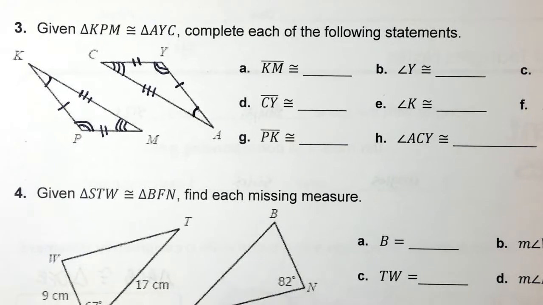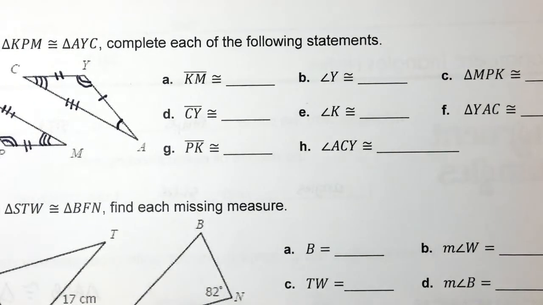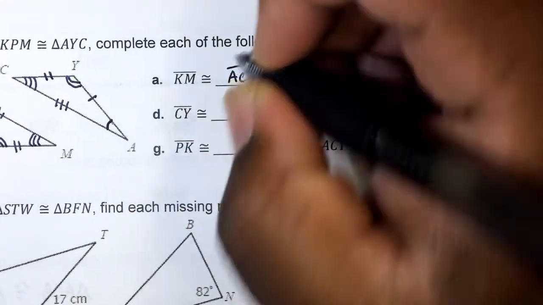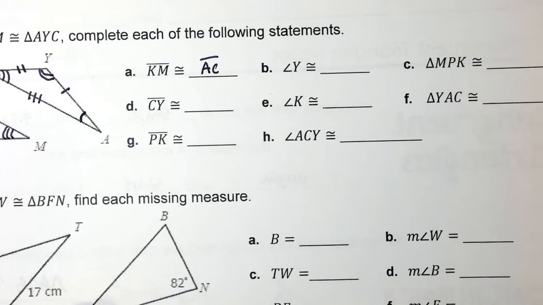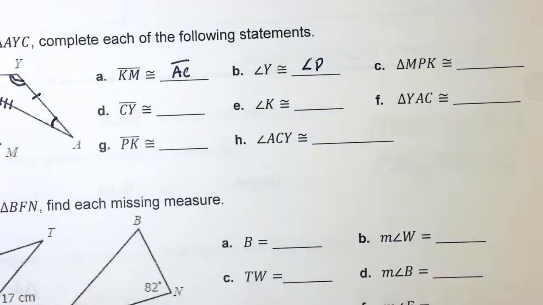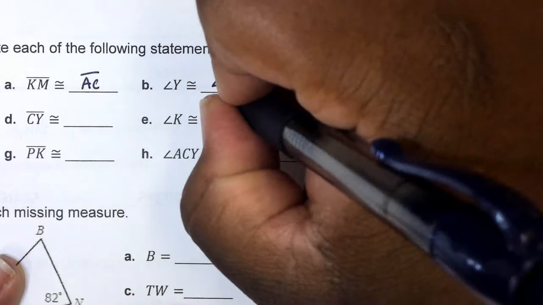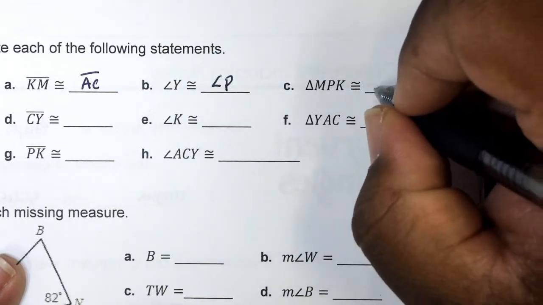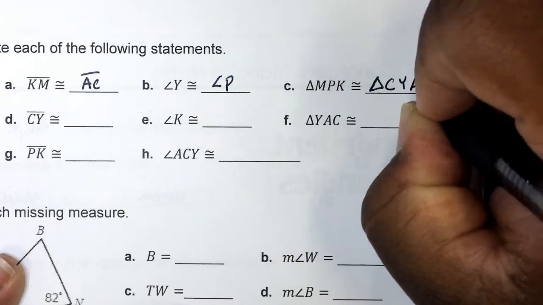After that, let's blast through. Reese can start us off. KM is congruent to what? Then angle Y, Reese. Angle P. And then Reese, they call it triangle MPK. CY what? Yeah, triangle CYA. Good.